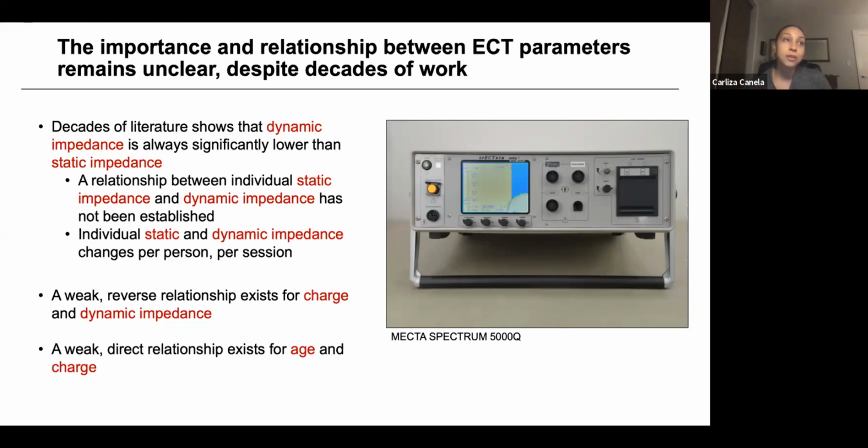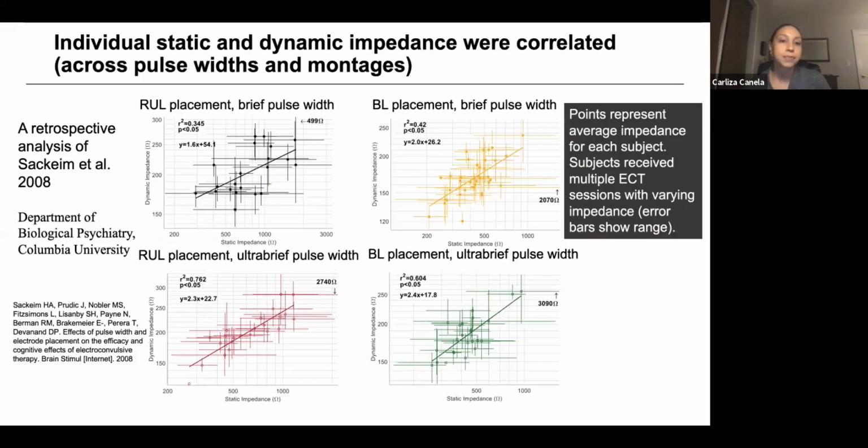The other two relationships that have been discussed in the literature are the weak reverse relationship between charge and dynamic impedance, and the weak direct relationship between age and charge. When we were looking at ECT, we had a lot of questions about how everything was related, and the relationship that emerged from the raw data from Sackheim et al. 2008, done at the Department of Biological Psychiatry at Columbia University, was this emerging relationship between static and dynamic impedance.